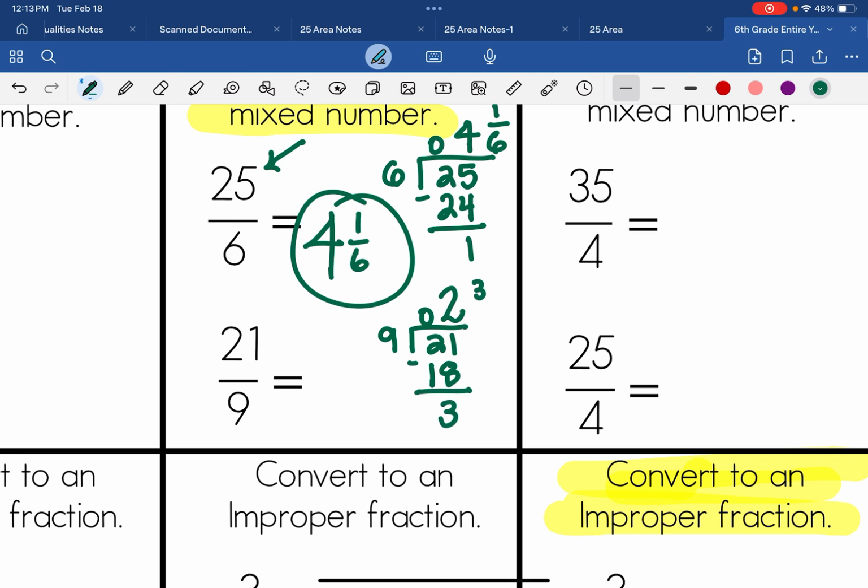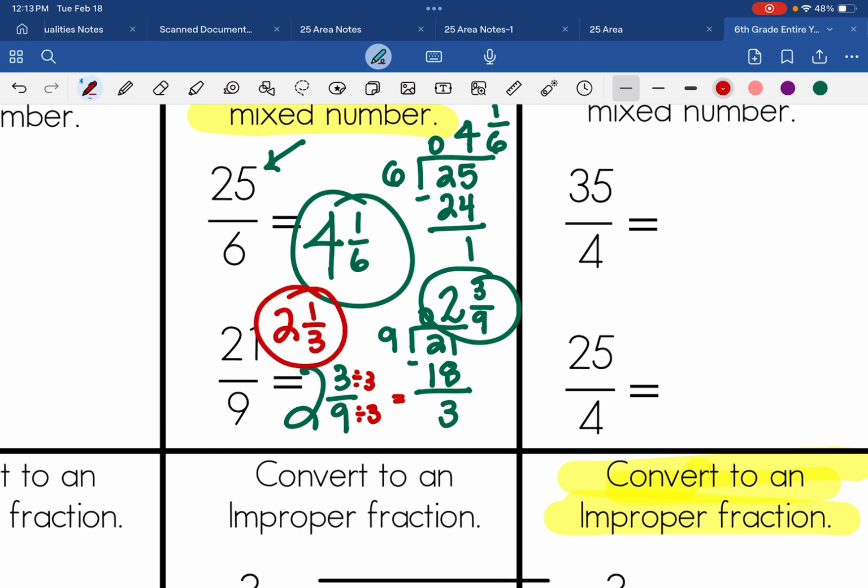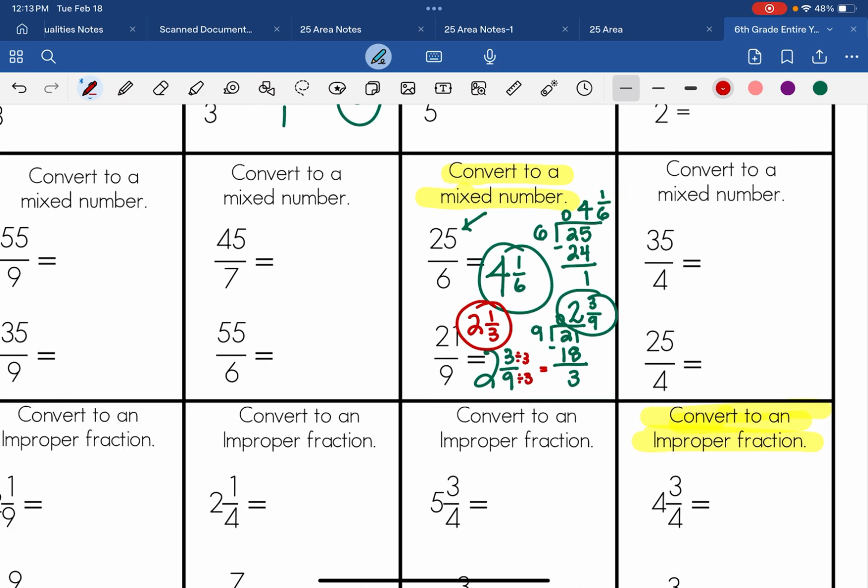3 will go up here. 9 will go at the bottom. So it would be 2 and 3/9, but we can make this smaller by dividing the top and the bottom by 3. So our actual answer will be 2 and 1/3. Remember to circle your answers so it's easy for us to see what your answer is.